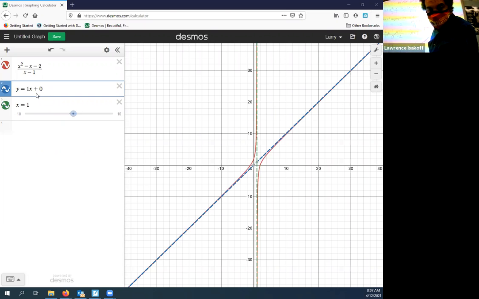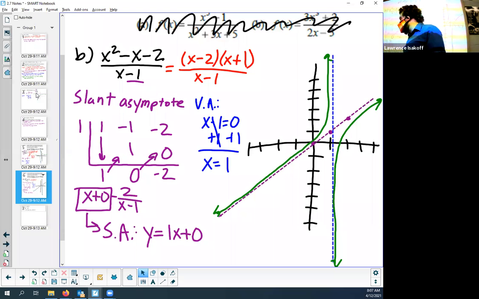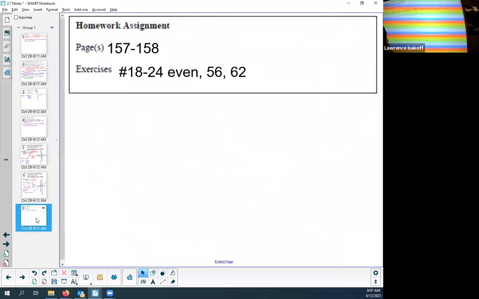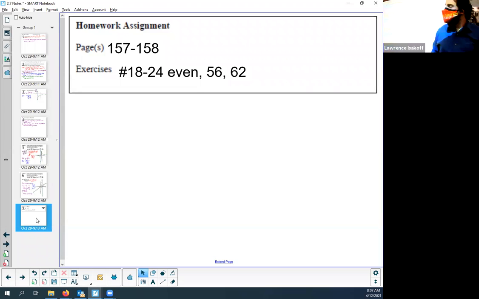Okay, so that is all we have for this. For your homework, we got on pages 157 and 158, 18 through 24 even, then 56 and 62. So that's 18, 20, 22, 24. So that's 6 problems for you to graph. That is your homework. Please make sure you are trying that tonight.